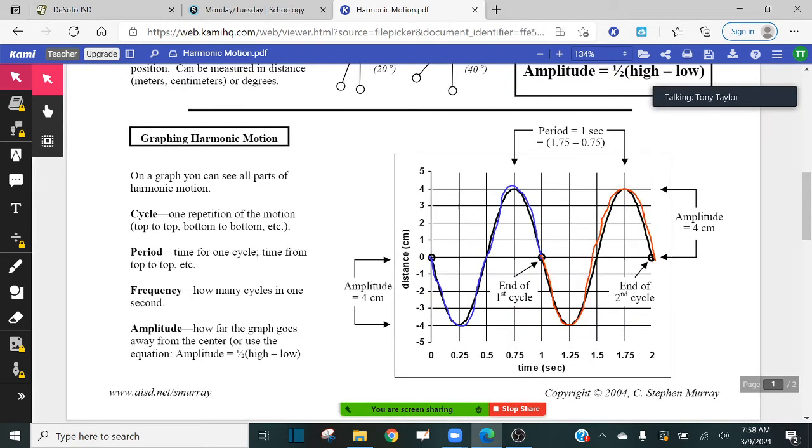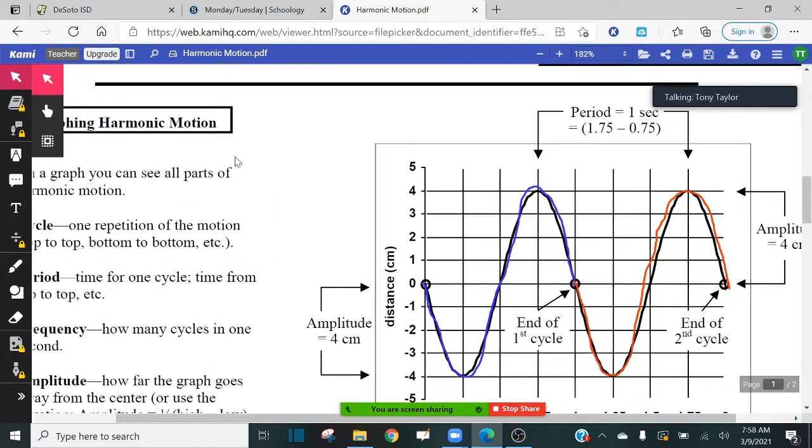So cycle just means one repetition of motion on the graph. Okay. So we clearly see that this curved line in blue, that's one cycle, and the curved line in red, that's 2 cycles. So if you want to know how many cycles appear on a graph, just look at how many times that curve repeats itself. Again, the red line is an exact clone of the curved blue line. Okay.